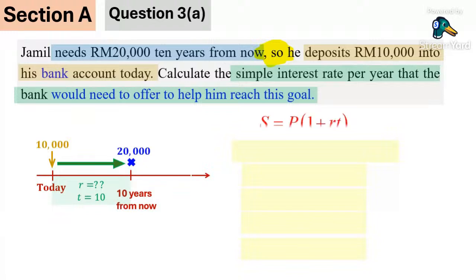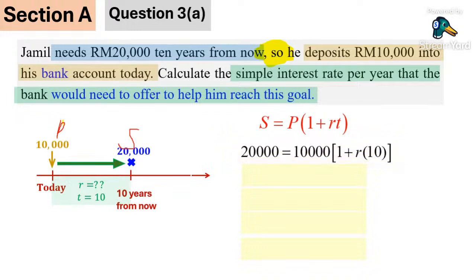So as a result, we just use the simple interest formula. According to these situations here, the 10,000 will be the P, and the 20,000 will be the S according to the formula. Then we substitute accordingly and we have the result as following initially. Simplify our answer.